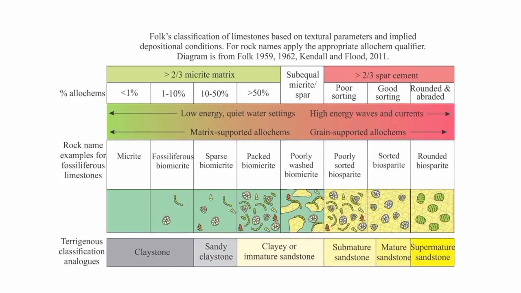The pictorial classification of Folk's limestone based on textural parameters and depositional conditions is given. We can see here a classification of limestone based on the micritic matrix or cement matrix and the percentage of allochems, as well as the depositional environment and the matrix-supporting as well as grain-supporting allochems. So this could be used for better understanding and classification of limestone.